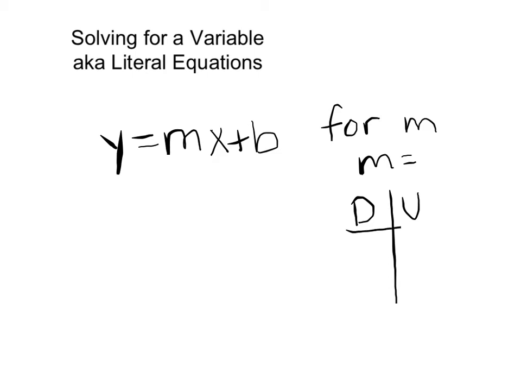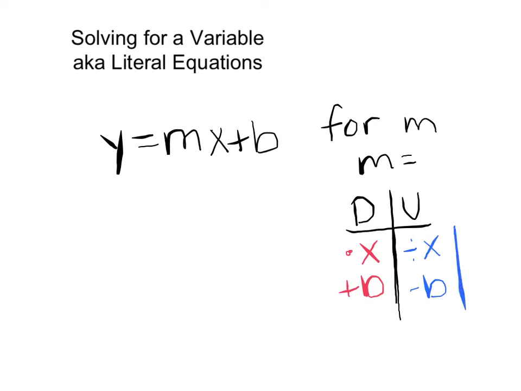What I want you to do is look at that equation and think, what is done to m? So if we're looking at it, it looks like the first thing that happens is m gets multiplied by x. So in the do chart, I'm going to write multiplied by x. Then we add b. Then at the end we get y. So we multiplied by x and we added b. So now let's make our undo chart. To undo adding b, we subtract b. To undo multiplying by x, we divide by x.